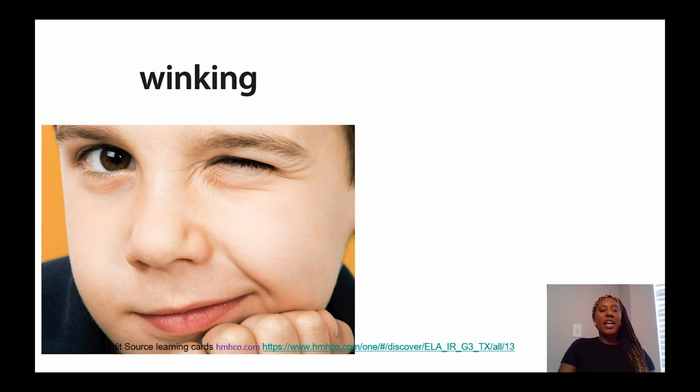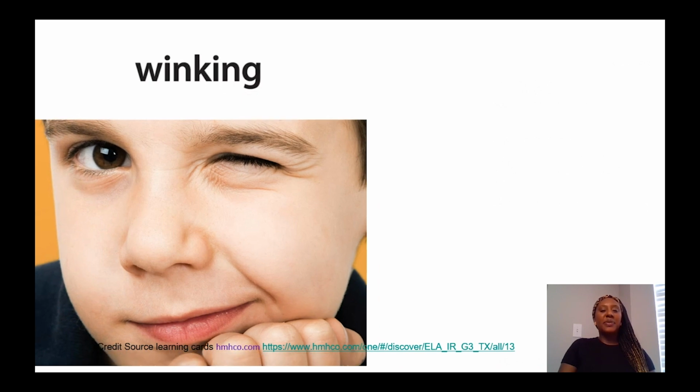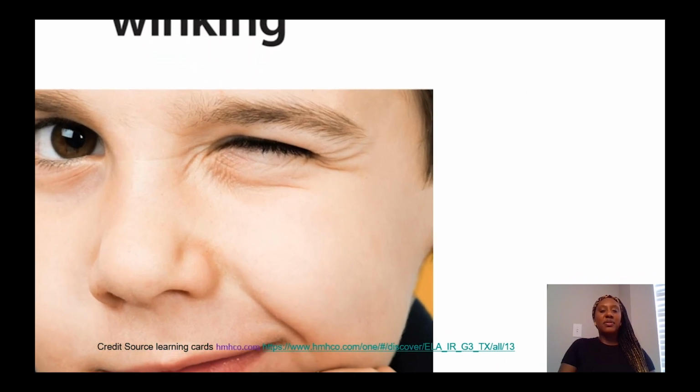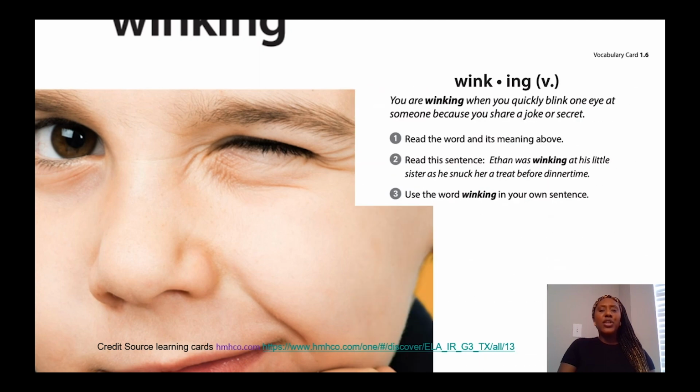Our next word is winking. You are winking when you quickly blink one eye at someone because you share a joke or a secret. Ethan was winking at his little sister as he snuck her a treat before dinner time. So in this sentence, Ethan was winking, or quickly blinking one of his eyes, because he was sharing a treat before dinner with his sister. Probably something that they shouldn't have been doing.